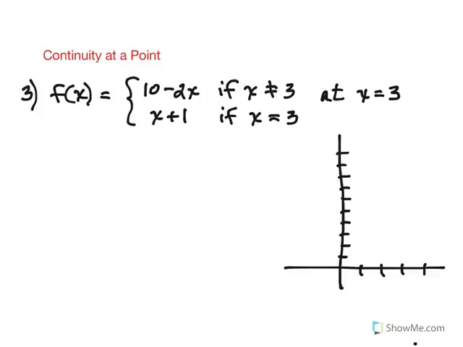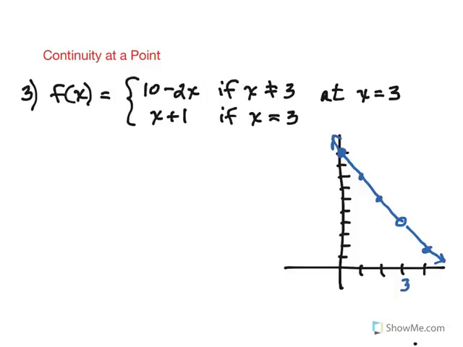So let's start by graphing that. So here's 10, and our slope is negative 2. So we'll come down 2 over 1, down 2 over 1, down 2 over 1. Now this is where x equals 3 on this next one. That's where we're going to have a hole. So right here we would have a hole, and we keep going down 2 over 1. So it looks like this. That's from the first piece.